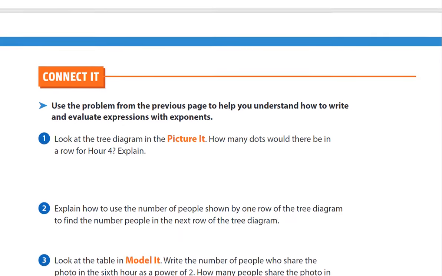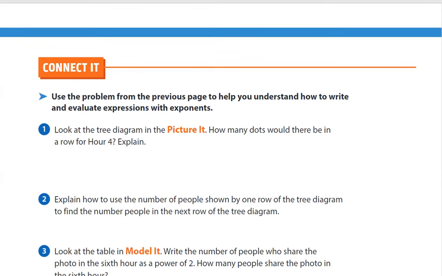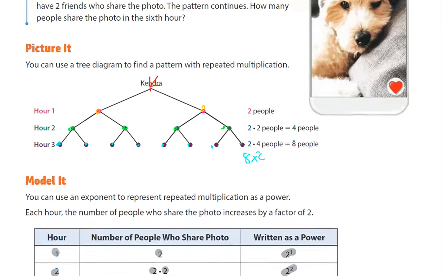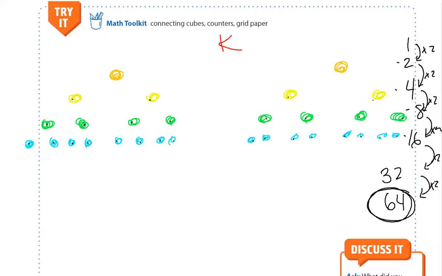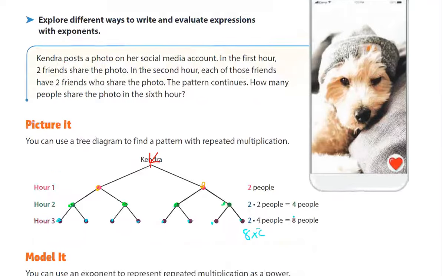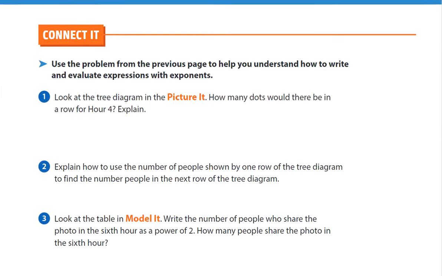Number 1 over here on page 93, look at the tree diagram in the picture. How many dots would there be in the row for hour 4? What did we put up on ours up here? We actually did it up here, didn't we? We did 16. Yep, 16. It says explain. We cannot forget the explain. That part is important. 16 because I'll type it for you.